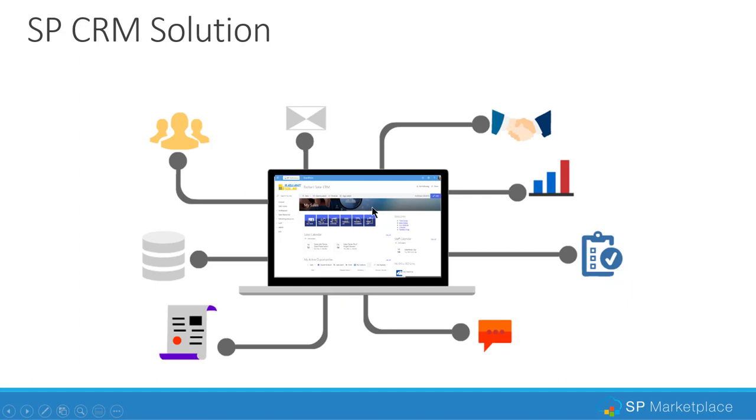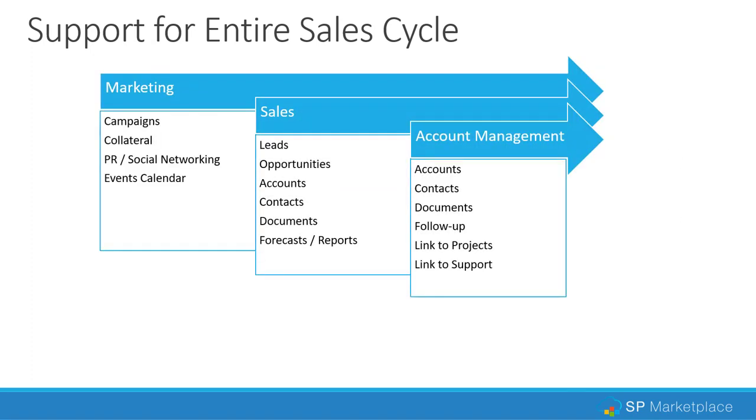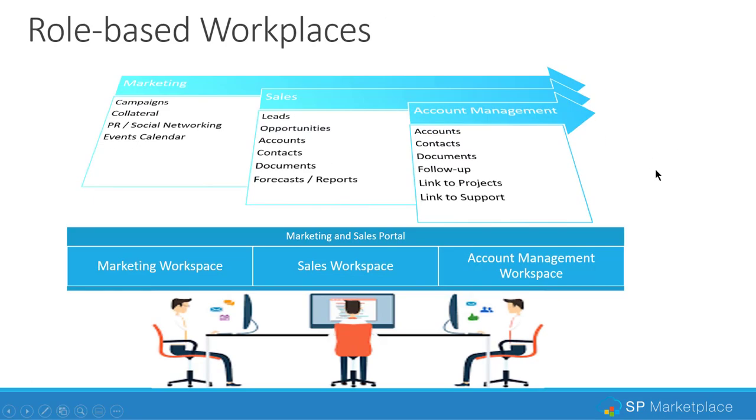The SP CRM solution provides a single point of sales and marketing management through the entire sales process. It has support for the entire sales cycle, from managing marketing campaigns and programs and collateral to sales through leads, opportunities, accounts, managing contacts, the related documents, and forecast and reporting. And then finally, once you close the sale, account management, managing contacts and documents, follow-up, and you can link to our projects or customer service module for a complete integrated solution.